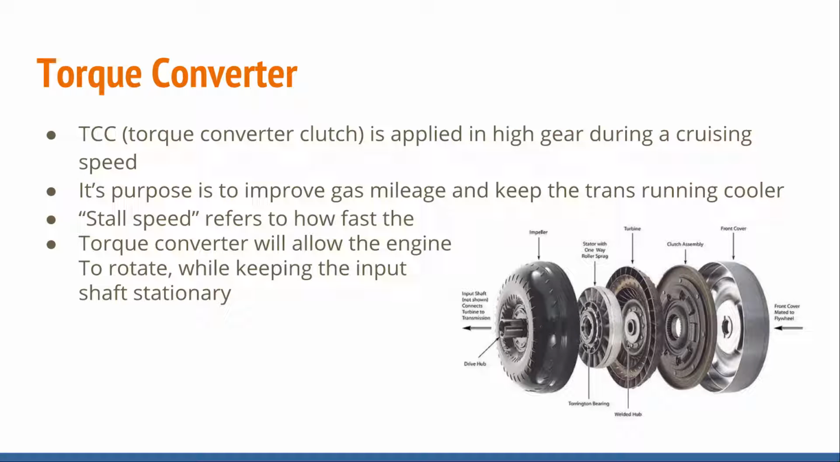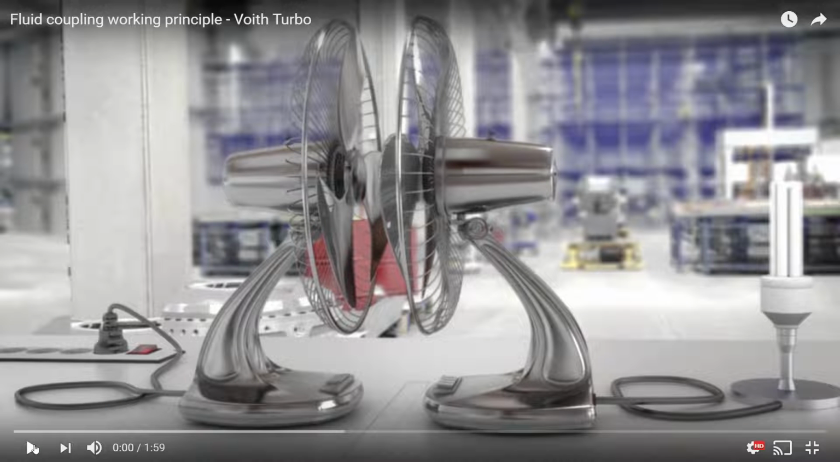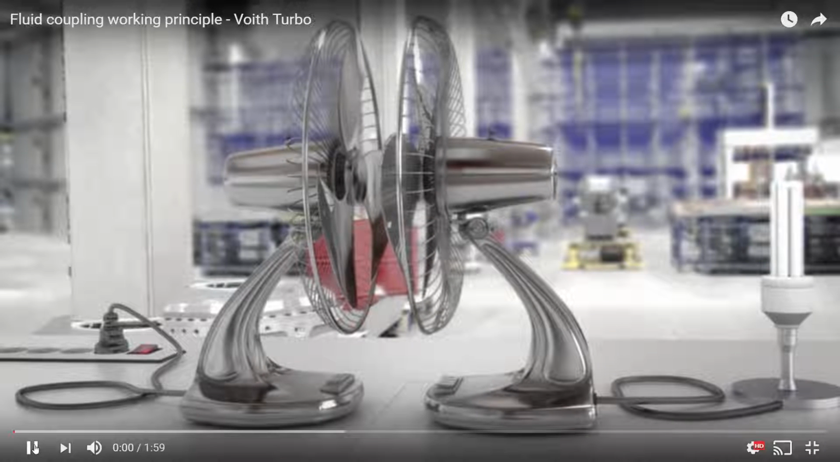We just mentioned that the torque converter will allow the engine to rotate while keeping the input shaft stationary. Okay. So I've got a video to give you another little example of how the torque converter works. Okay, so watch this video. It's going to explain to you what happens inside a torque converter and how it works.